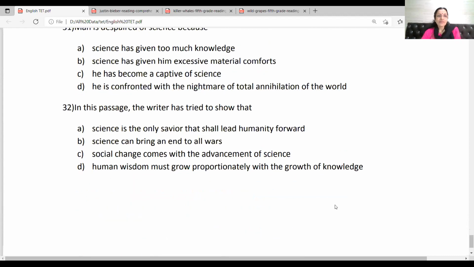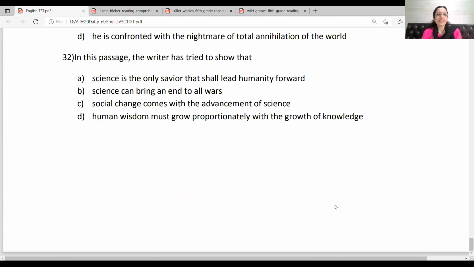It's the last one. In this passage, the writer has tried to show that... interpretation. Come on. D. Human wisdom must grow proportionately with the growth of knowledge. Correct? Everybody agrees? He's mainly concerned with human wisdom. True? Okay, so I think this much you have.